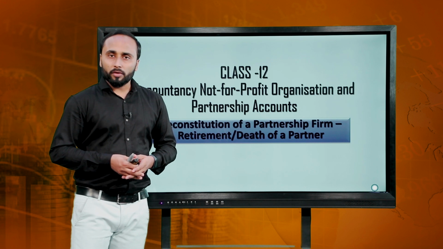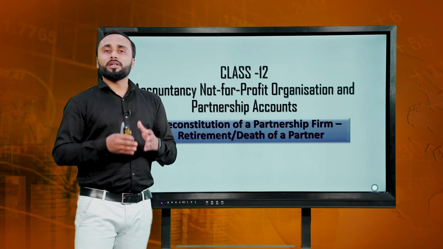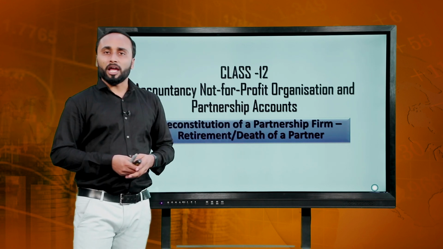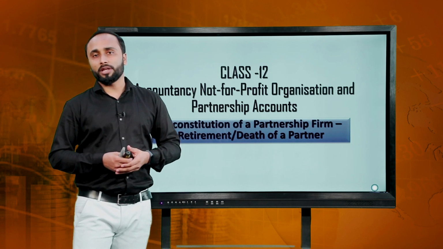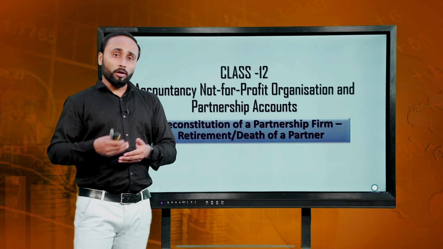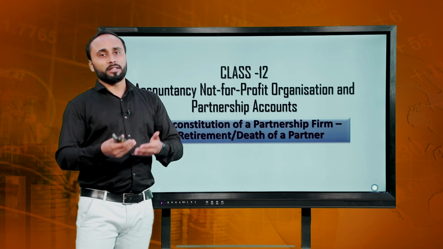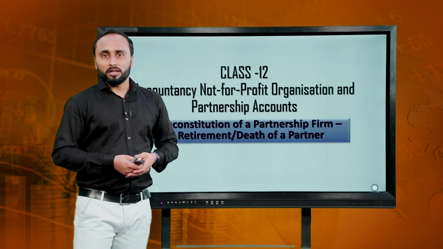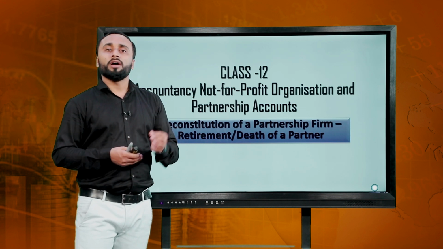In the first part of this chapter, we tried to understand what retirement or death means. We basically focused on retirement and talked about the things that a partner gets when he or she retires from the firm, and also what the partner has to give back to the firm at the time of retirement. We made a list of things that need treatment in the accounting books of the firm at the time of retirement.